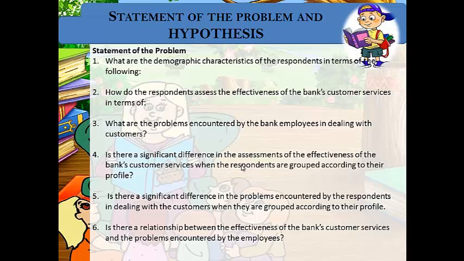So these are the examples of a statement of the problem and hypothesis. Number 1. What are the demographic characteristics of the respondents in terms of the following? It may be age, gender, civil status, monthly family income, religious affiliation, and so many other demographic characteristics of a person. Number 2, how do the respondents assess the effectiveness of the bank's customer services in terms of?